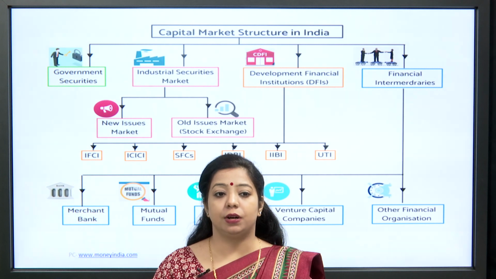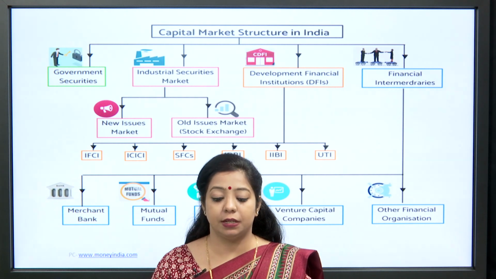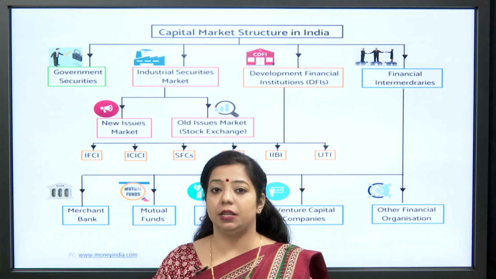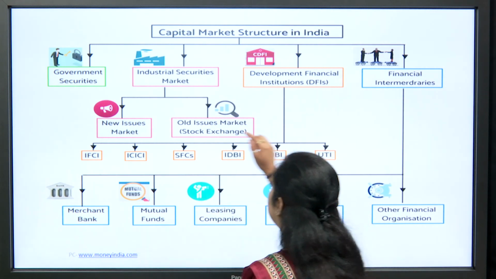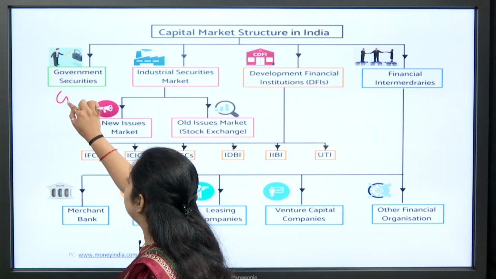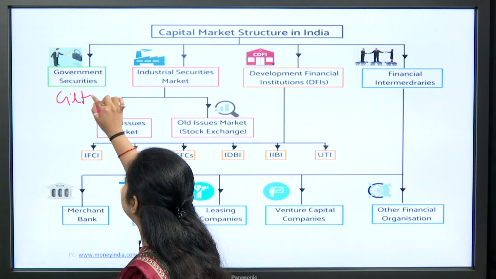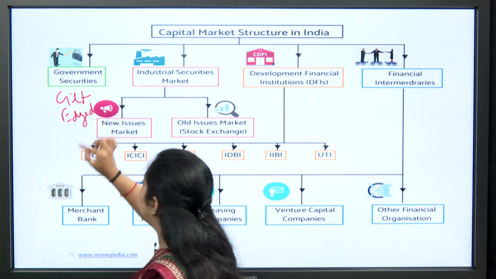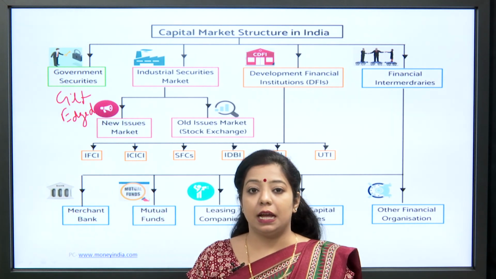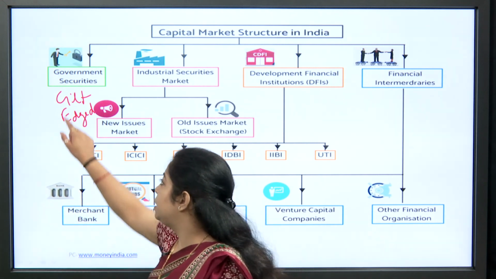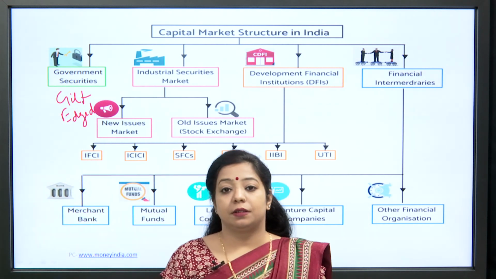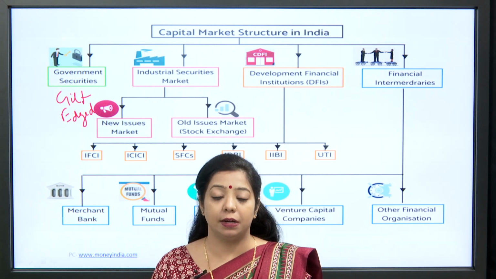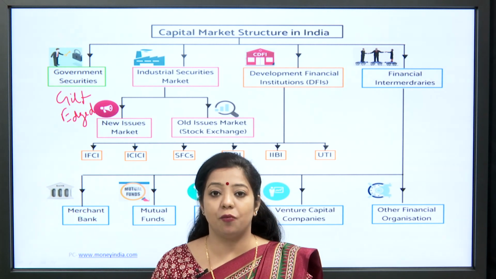First of all, we need to understand the first element, that is government securities. Basically, government securities are also known as the gilt-edged market. It is the gilt-edged market because the securities available in the market are backed by the government and semi-government as well.